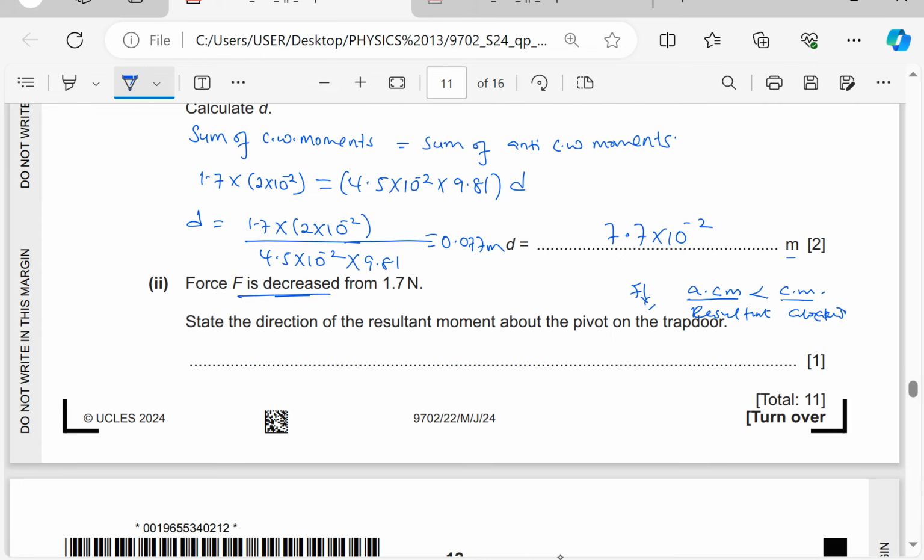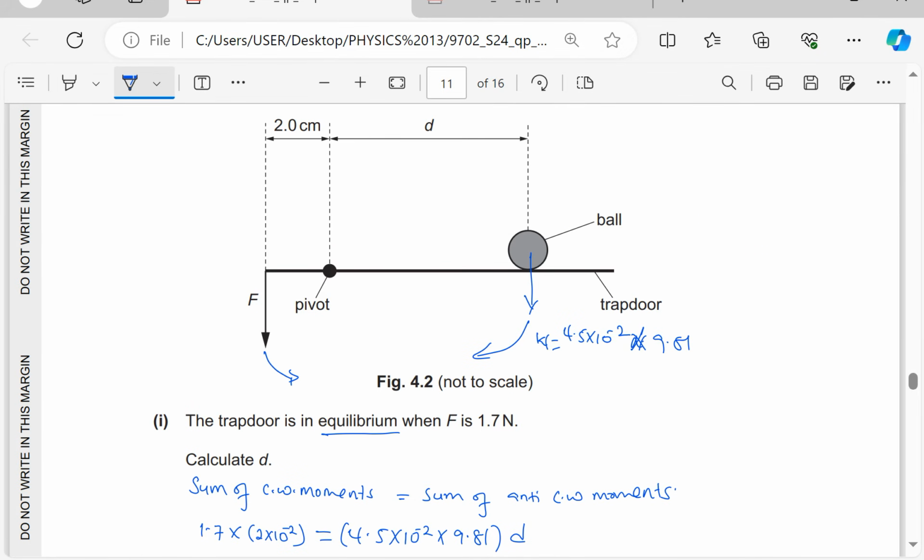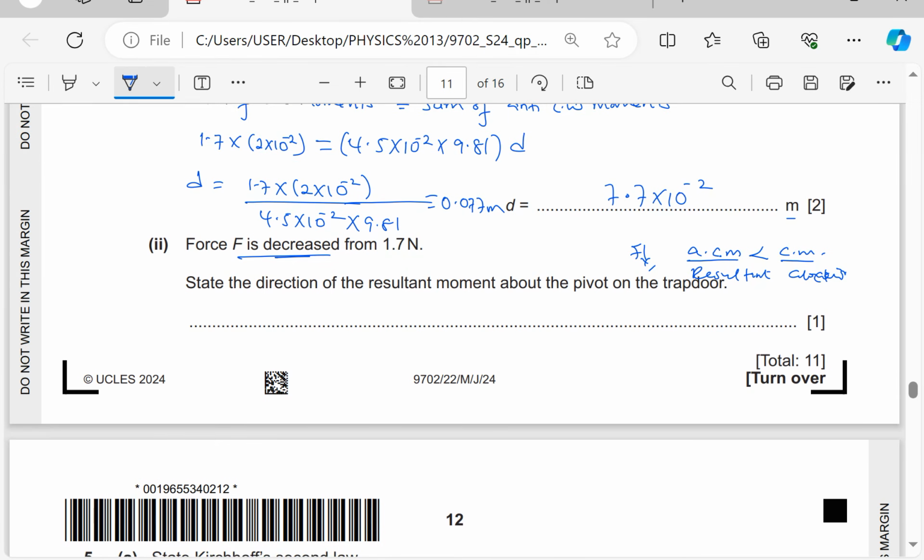Because if we reduce F, it means the anti-clockwise moment has been reduced. It's no longer equal to the clockwise moment. Because the clockwise moment has not changed, it means it is greater than the anti-clockwise moment. So it means this moment here has reduced. The moment on the right-hand side has not reduced. So it means the beam will move clockwise. So the answer here is automatically clockwise.